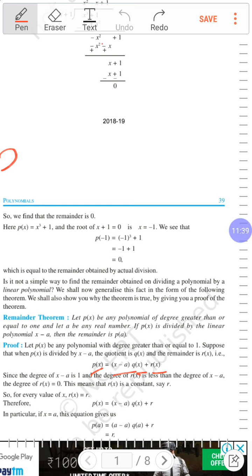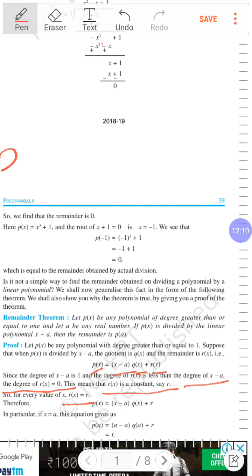Okay, so you can see here it has been written that the degree of r(x) is less than the degree of x minus a. The degree of r(x) is 0, that is constant. That means r(x) is a constant, say r. So for every value of x, r(x) is equal to r. Therefore p(x) is equal to (x minus a) into q(x) plus r.